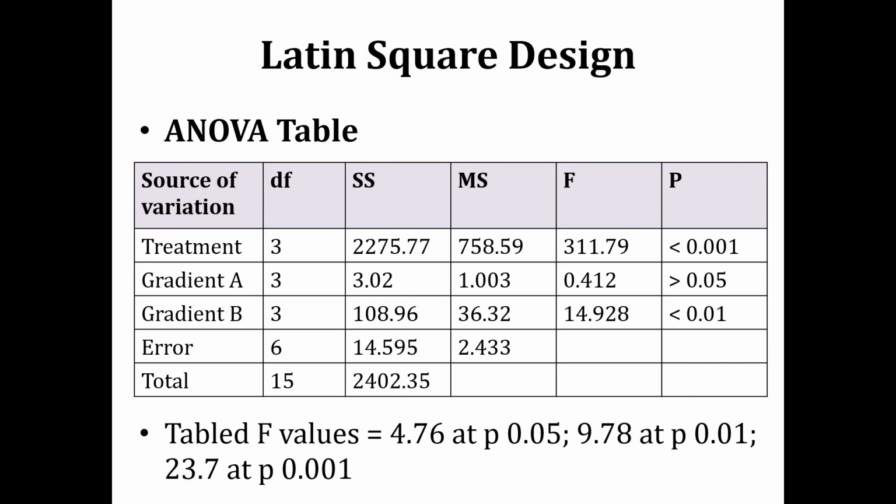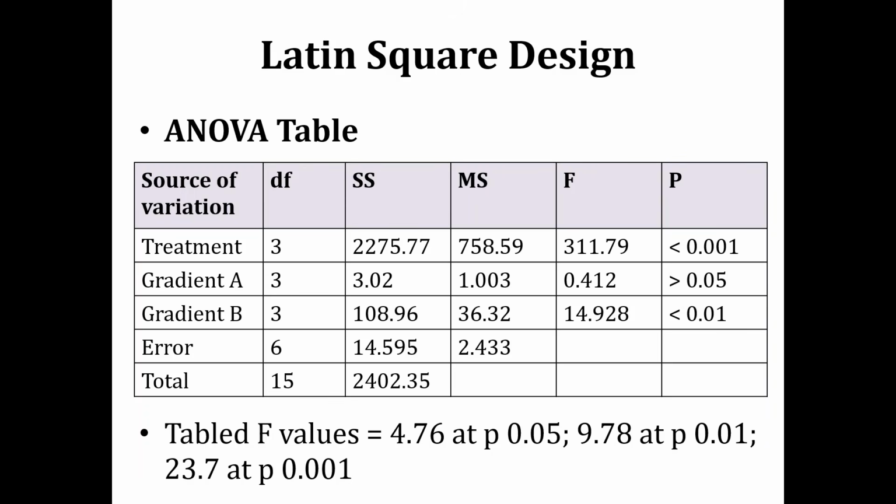Let's see at 0.01, the critical value at 0.01 is 9.78, and our calculated F value for gradient B is 14.928, which is higher than this one. So this is highly significant. Let's see for the next level.